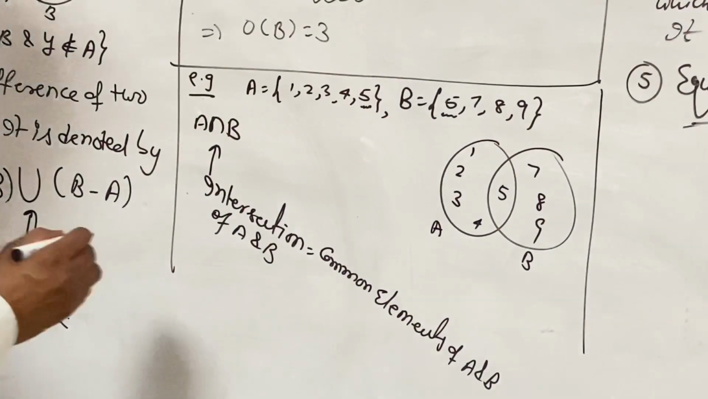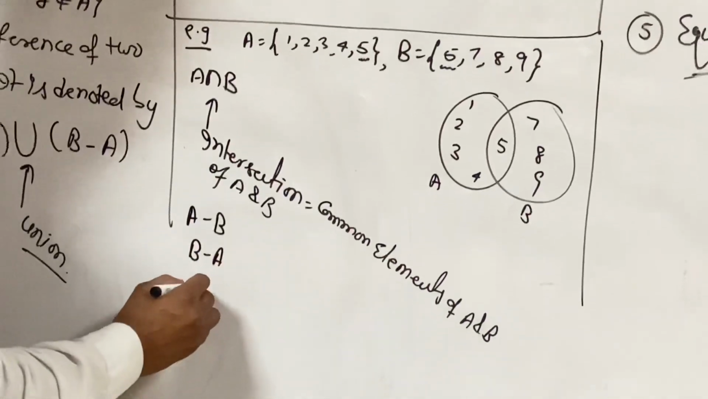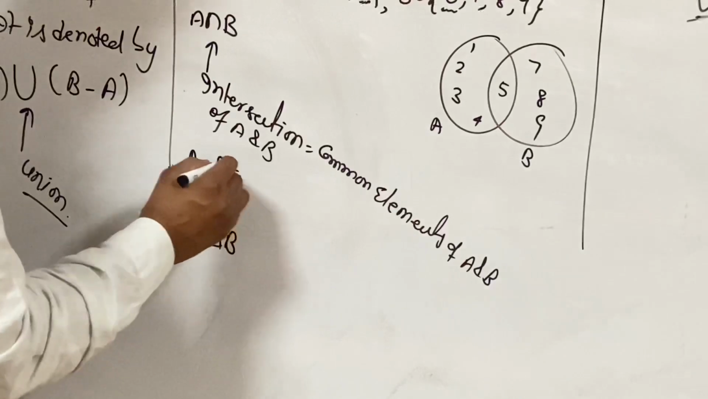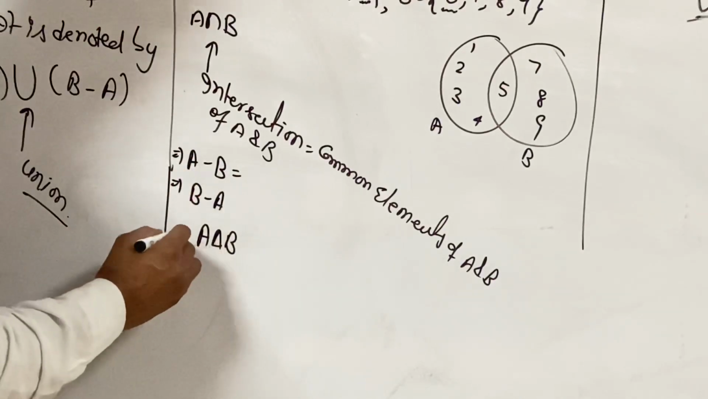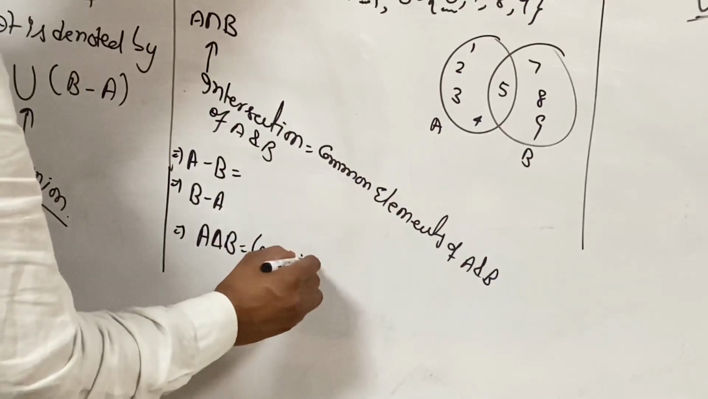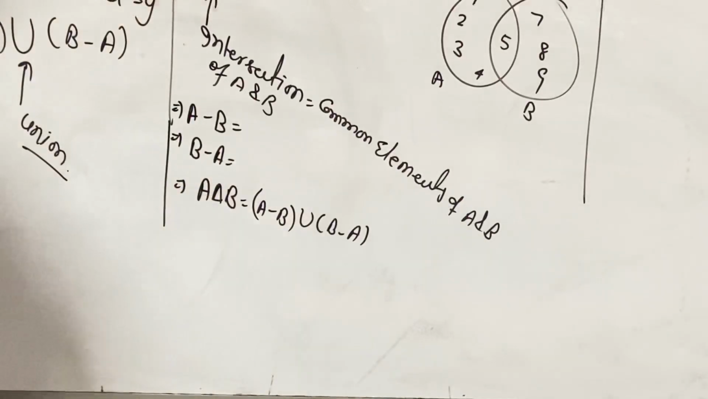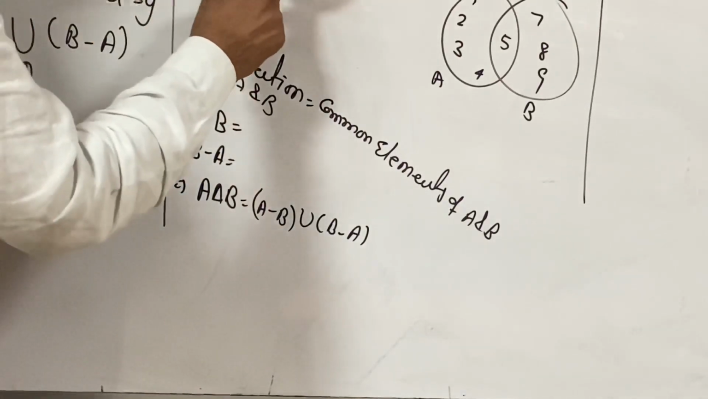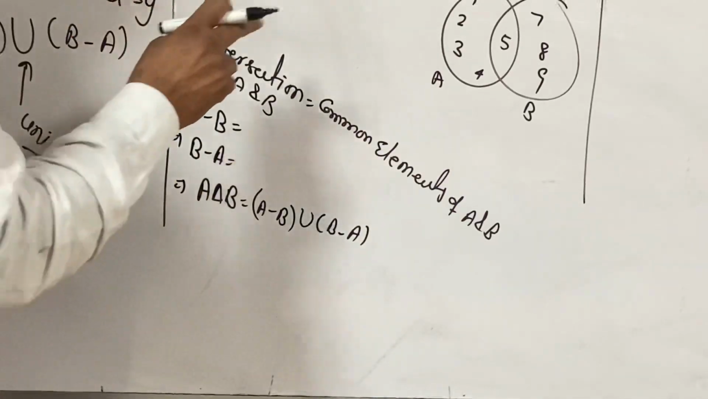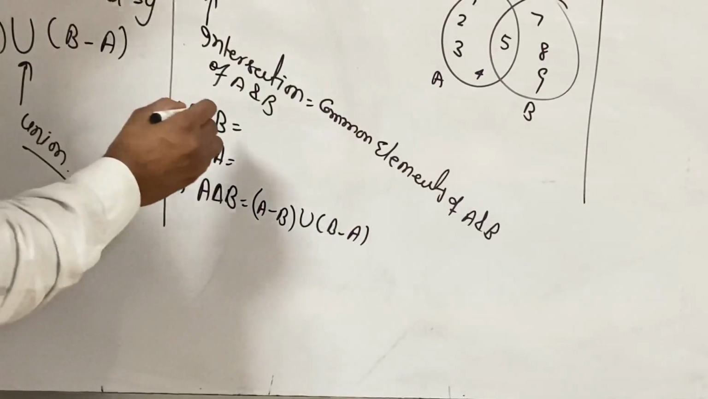If you want to find out A minus B, B minus A and A delta B, these are examples. A delta B is equal to A minus B union B minus A. A minus B contains all the elements of A except the common elements of A and B. I mean, the common elements of B are deleted from set A.